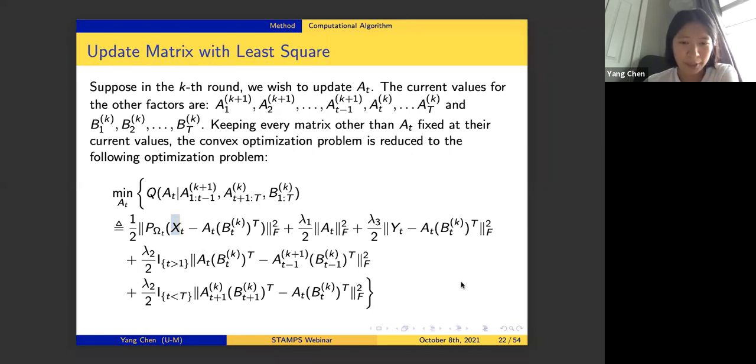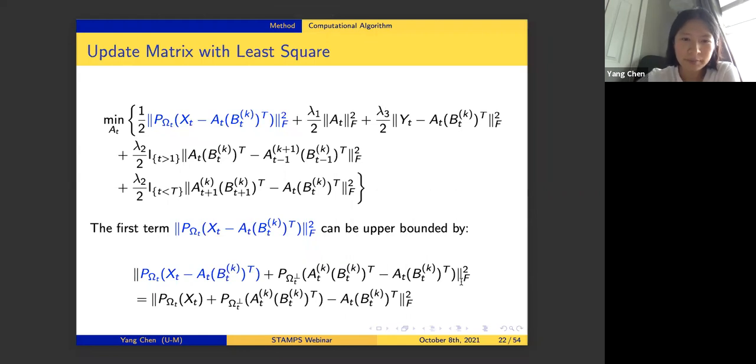So that is why, given this particular situation, we need to do a majorization minimization step in order to solve for the A_t. So what we do is we want to upper bound this particular term, which is the L2 loss term, by a simpler function as a function of A_t.